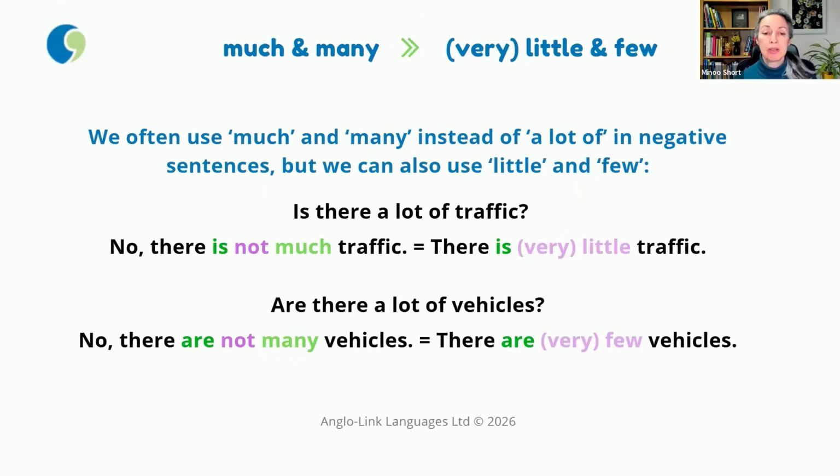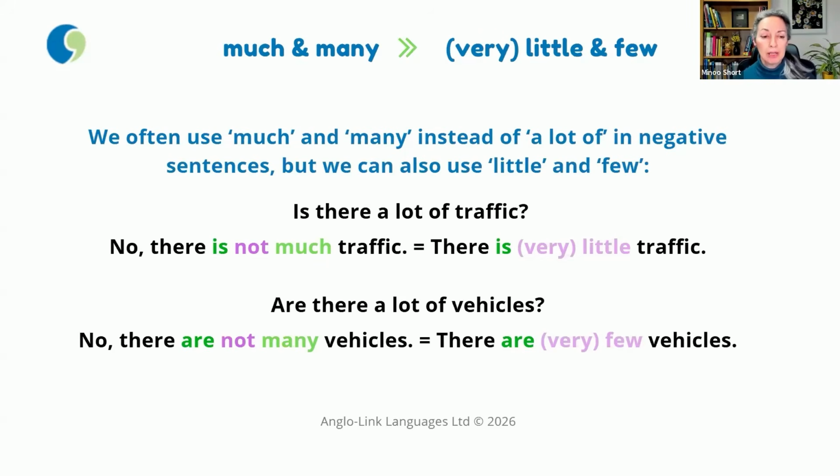For example, is there a lot of traffic? No, there isn't. There is not much traffic. So negative verb with much, but we can also keep the verb positive, there is, and then use little or very little. There is very little traffic.